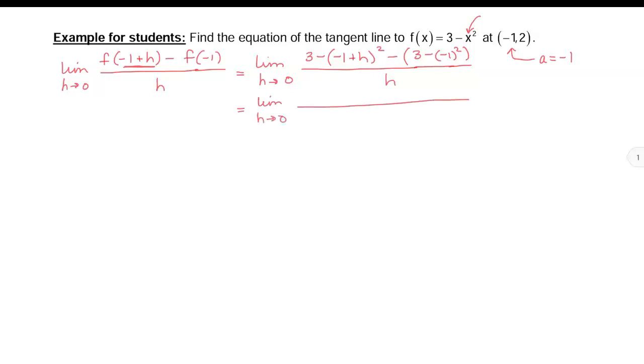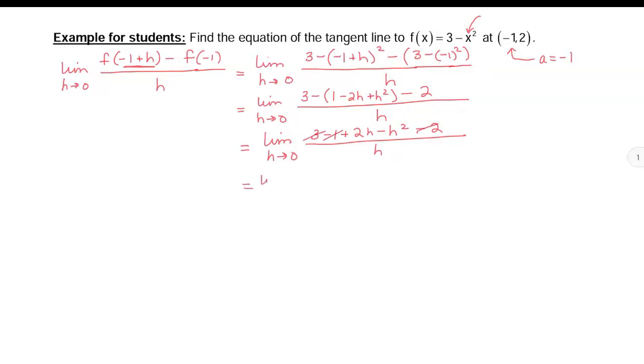Okay, we're going to expand the binomial. 3 minus the quantity 1 minus 2h plus h squared, and then we're going to evaluate in the parentheses. So negative 1 squared is 1, and this is 3 minus 1, which is 2. Now I'll distribute the negative in front of the trinomial. 3 minus 1 plus 2h minus h squared minus 2. You may notice we have a 3 minus 1 and a minus 2, so that will add up to 0.